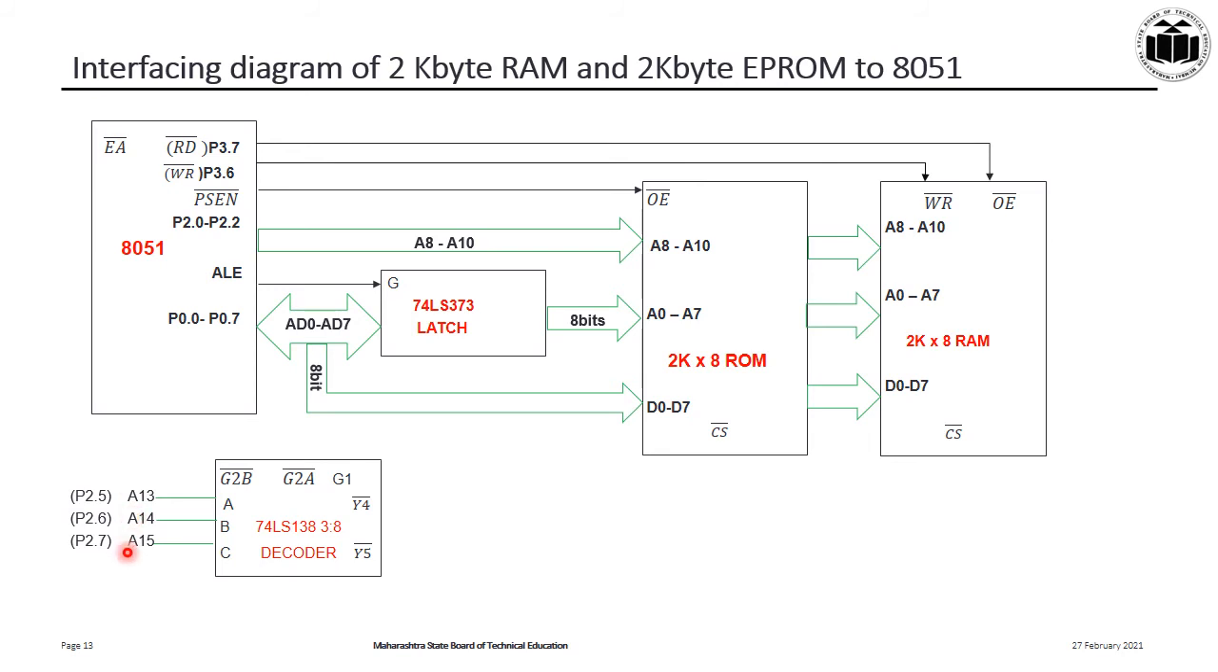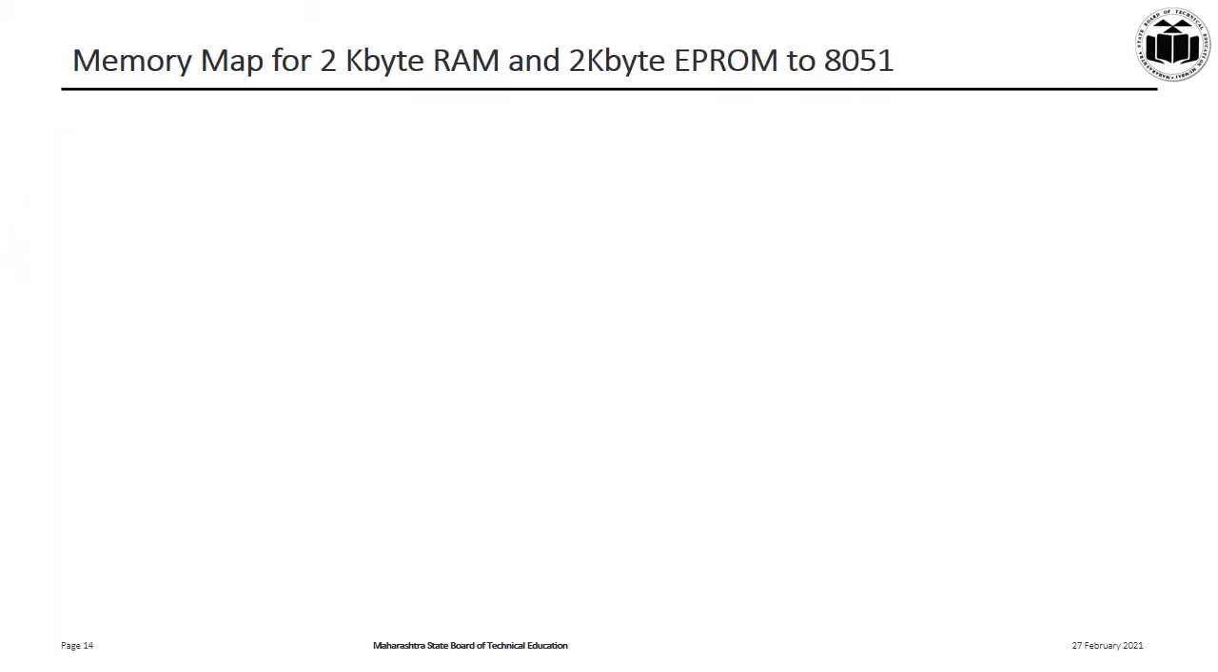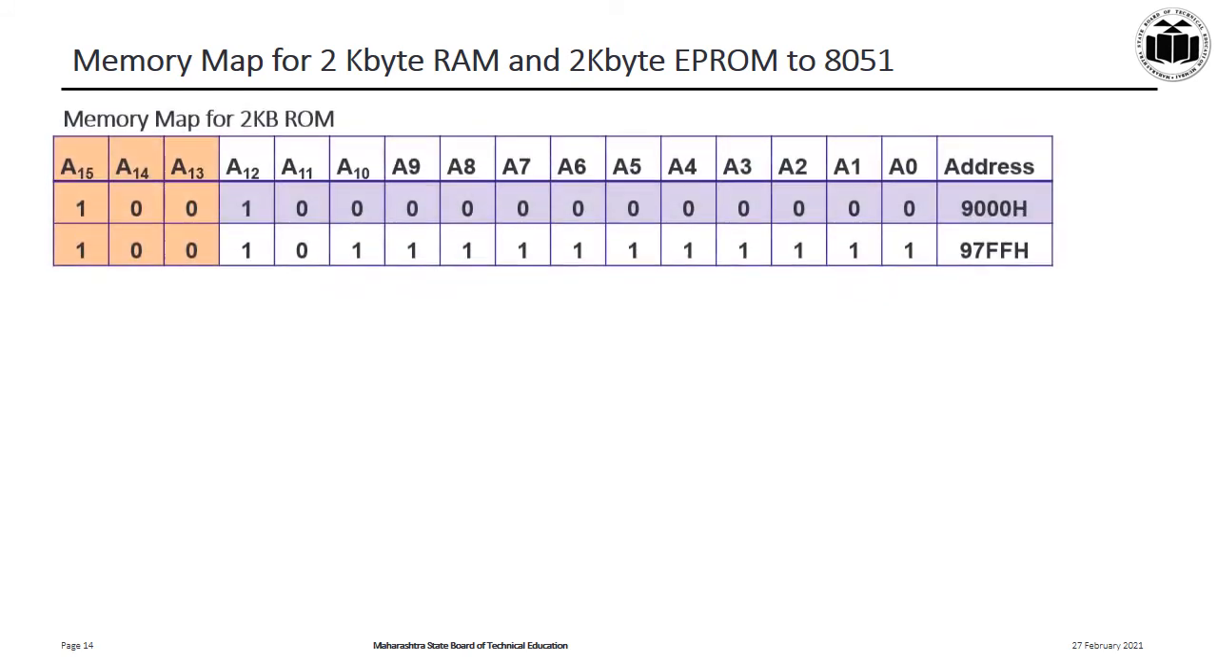A13, A14, A15 are used as select lines for A, B, C. The ROM is connected to output Y4 bar, and Y5 bar output is connected to CS of RAM. A11 to G2A bar and G2B bar, and A12 to G1. Because we are using external ROM, EA must be grounded. Let us draw the memory map for the same.